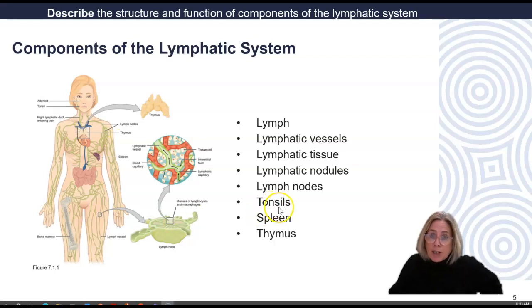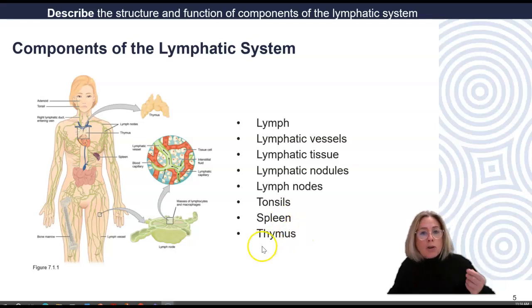Okay, we also, as I mentioned, have tonsils, and we also have the spleen, which is a lymphatic organ, as well as the thymus. And remember, the thymus is the site where T cells mature, but it also has glandular function because it secretes the hormone thymosin, which drives T cell maturation.